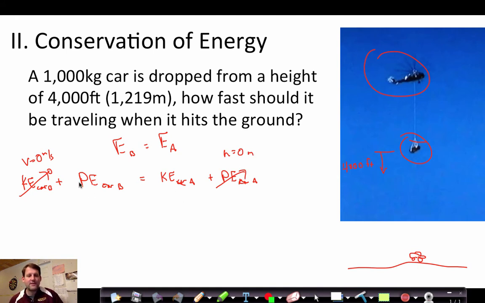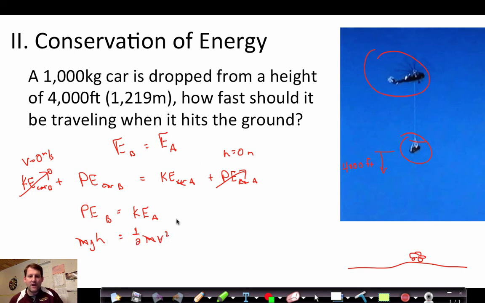So now we find that the potential energy of the car before is equal to kinetic energy of the car after. So let's plug it in. PE before is equal to the kinetic energy after. And let's put some equations in. So this is 1/2 mv squared. This potential energy before is mgh. Now notice something interesting happens here. The masses cancel out. Right. So I'm left with gh is equal to 1/2 v squared.